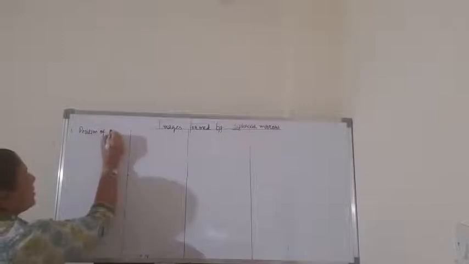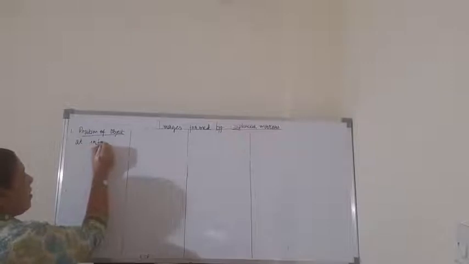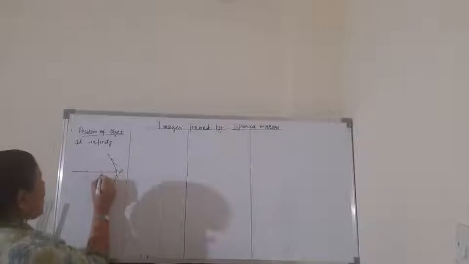So the first case is when the object is at infinity. We'll see what kind of image will be formed. Here, say this is our concave mirror, and say this is P, the pole of the mirror. This is, say, the principal axis which goes through C. So this is C and this is, say, F.